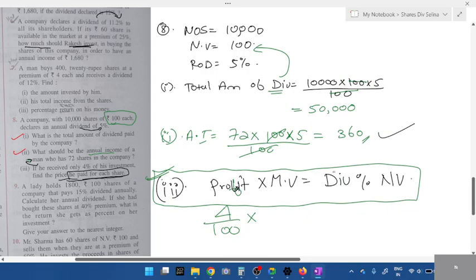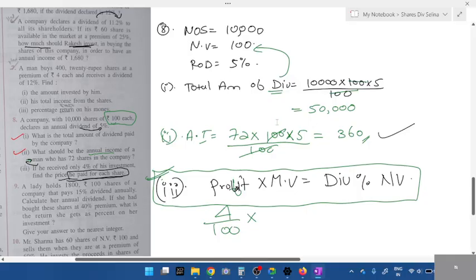See here. One minute, students, I'll explain because others will get confused. Look here. Annual income is based on nominal value. Nominal value is fixed. That's the reason we used nominal value here. Whoever buys, annual income is fixed. In the beginning, I told you all, only market value will keep changing.